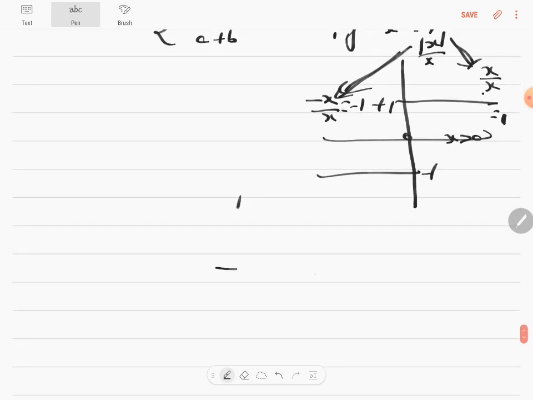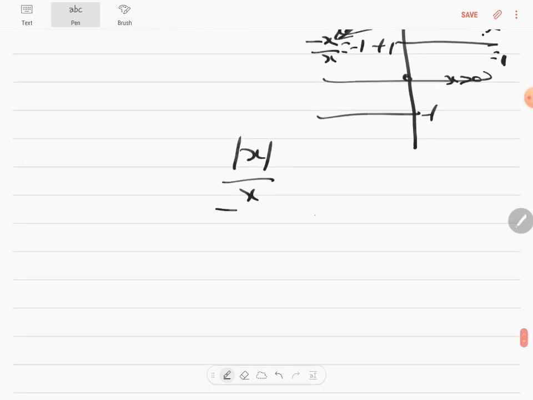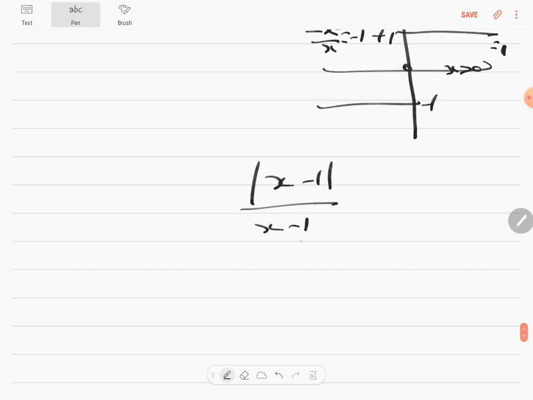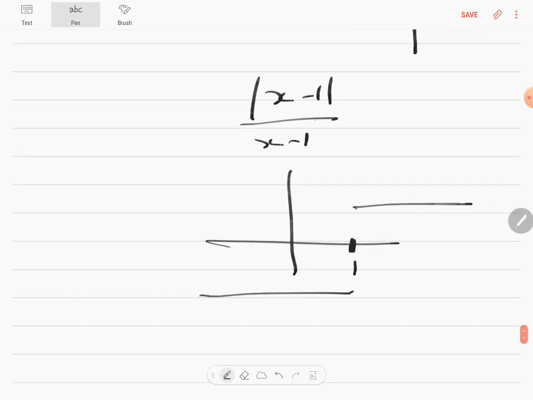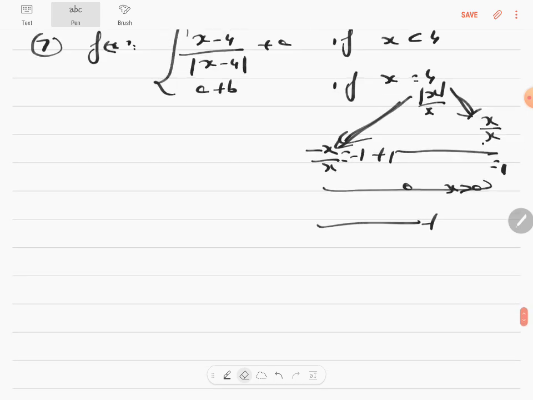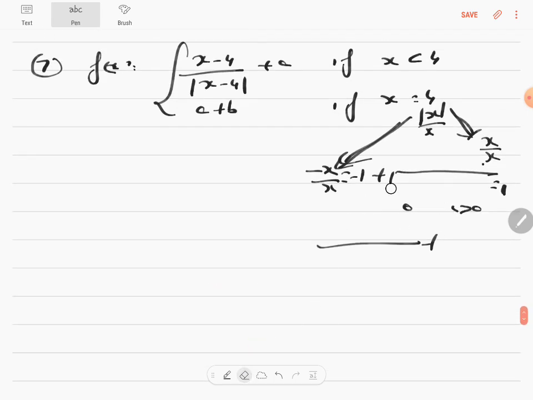So whenever you have mod x by x, the cutting point here is 0. Left of 0 it is negative, and right hand side of 0 it is positive. So the answer is 1 and minus 1. That is why the graph is like this. Do you understand? The same signum function comes for mod of (x minus 1) by (x minus 1), where 1 is the cutting point. Wherever it's getting undefined, that's where you have to leave it like that. But you don't need the graph to do the sum basically.